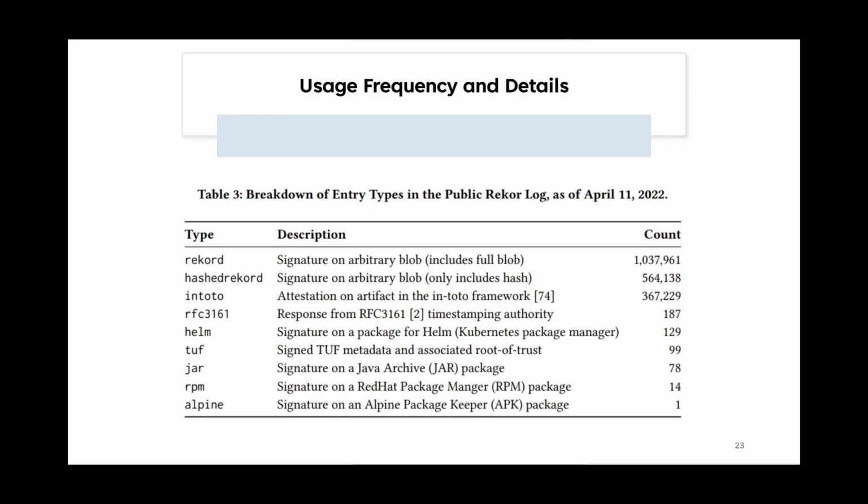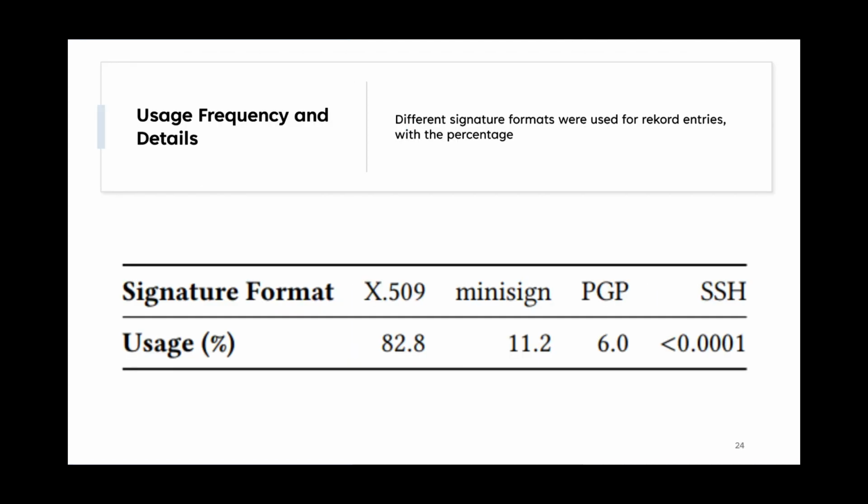The breakdown of entry types in the public Rekor log as of April 11, 2022 is shown in this table, and we can see that the record count is the highest one. Different signature formats were used for record entries, and this table shows them with percentages. The signature formats are X509, MiniSign, PGP, and SSH, and we can see the usage for each of them.